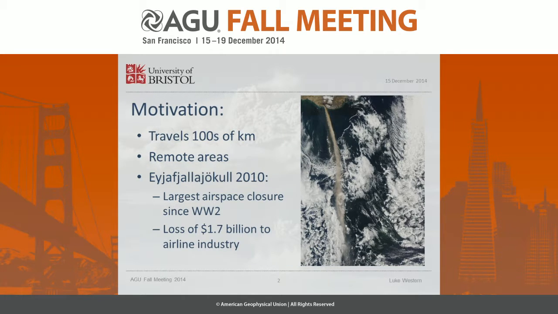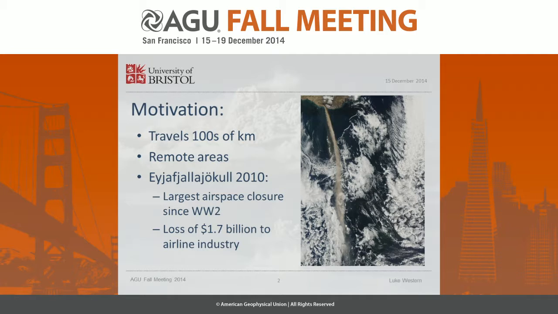So a bit of motivation. I'm sure you're all aware of the 2010 Eyjafjallajökull eruption. I'm sure it affected many of you, or otherwise you probably knew people who were affected by this. There was a loss of over 1.7 billion to the airline industry alone, and it caused the biggest closure of airspace since World War II.